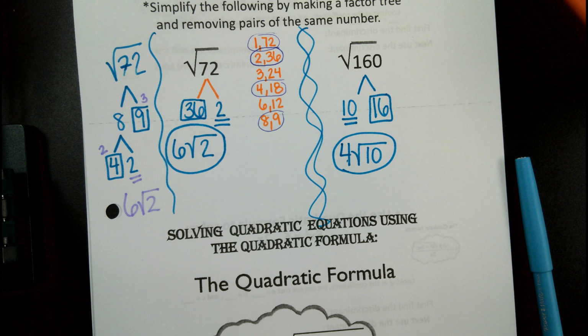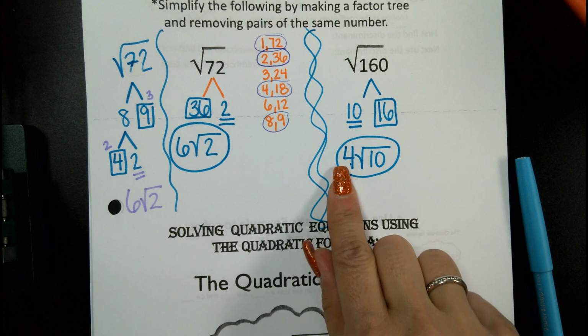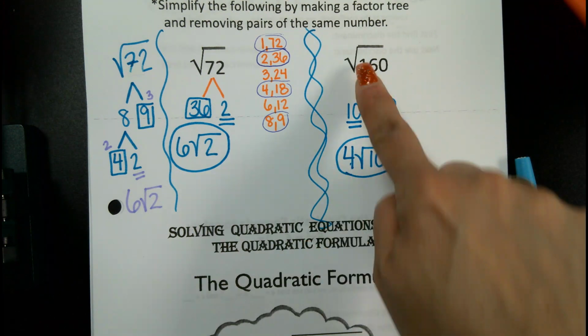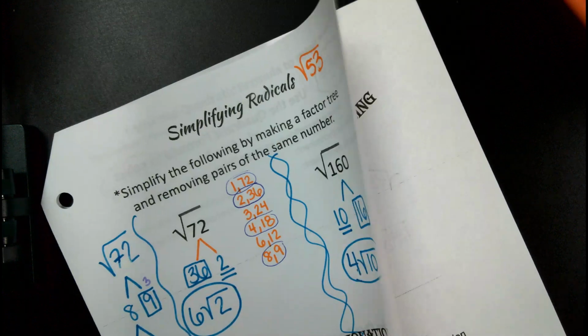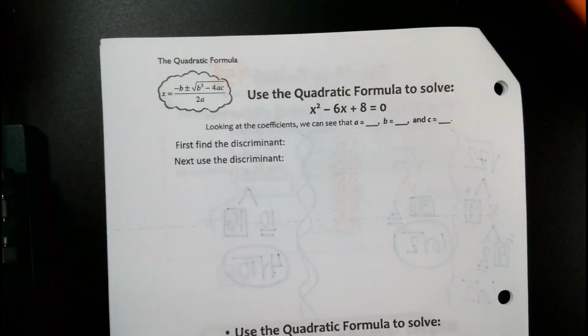The only thing I see some people do is they put a 16 out here instead of a 4 because they're thinking this number, but it's not. This is under the radical, so you'd have to take the square root of it. Now this is preparing you for the big quadratic formula, because if the number under the radical is big, you're going to take a factor tree and you're going to have to break it down. Yay. It's fun. Okay, turn the page.